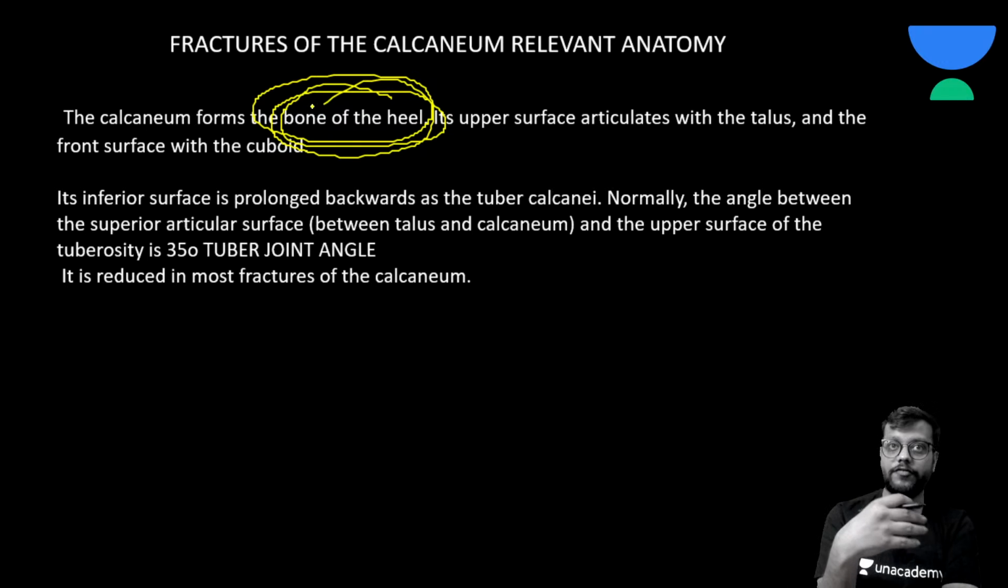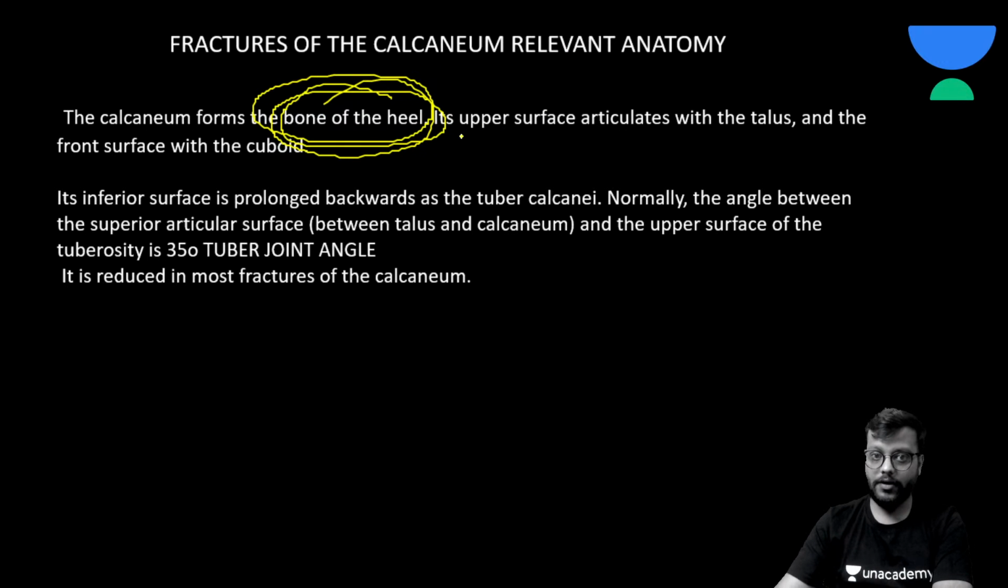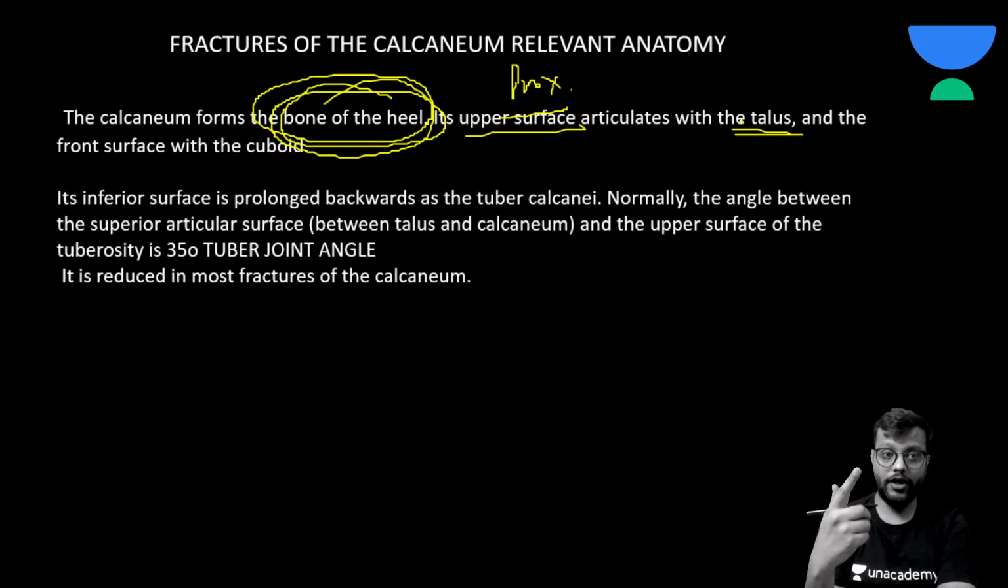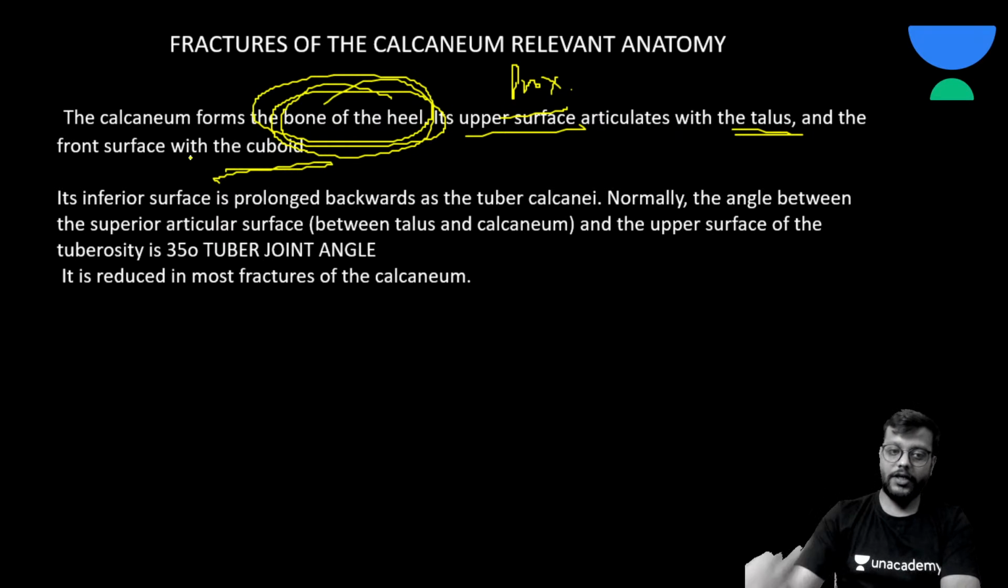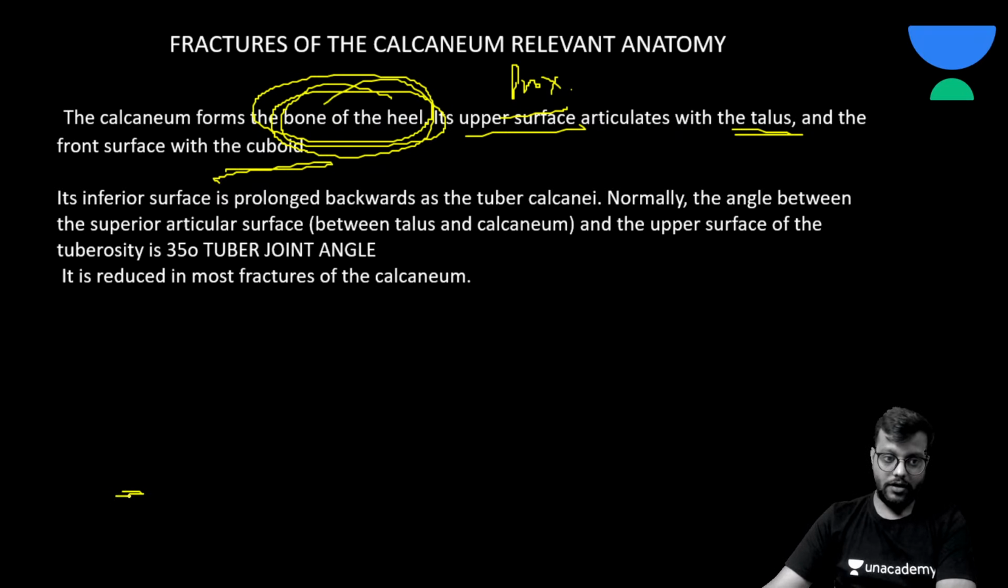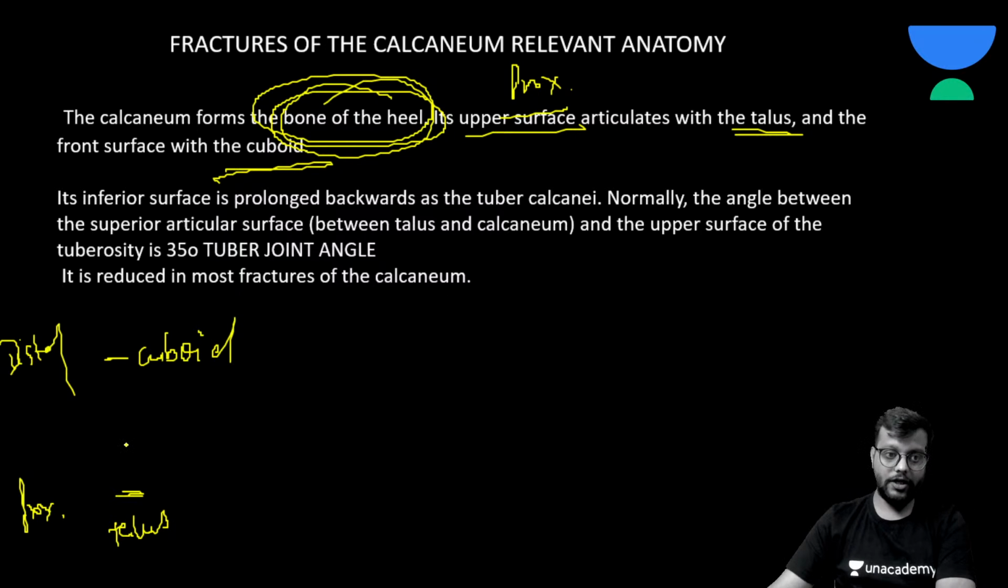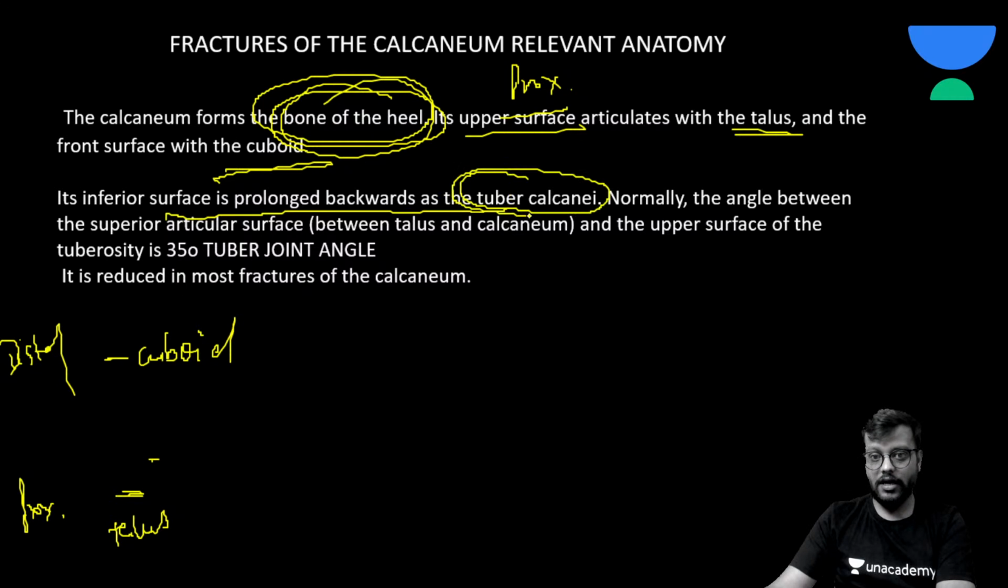Okay, and the upper or proximal surface articulates with the talus, and the distal surface articulates with the cuboid. Okay, it articulates with the cuboid. This is the proximal, this is the distal part. So proximally there will be talus, distally there will be cuboid, and if we look in 3D, on the inferior side there will be a prolonged surface which is called the tuber calcanei.